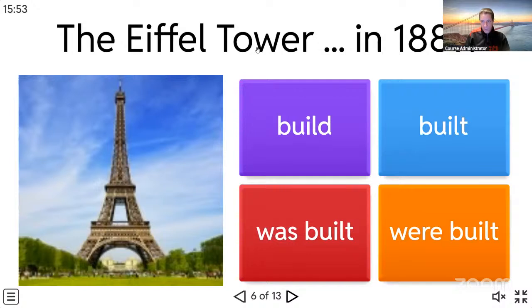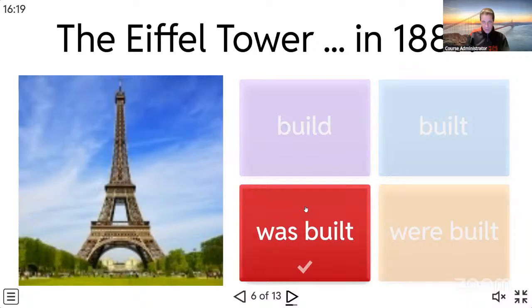So the Eiffel Tower in 1889 is certainly in the past. So if it's in the past, we need to use the verb to be in the past form. So we have a choice between was built or were built. The Eiffel Tower is just one tower, it's singular. So we should say the Eiffel Tower was built in 1889.